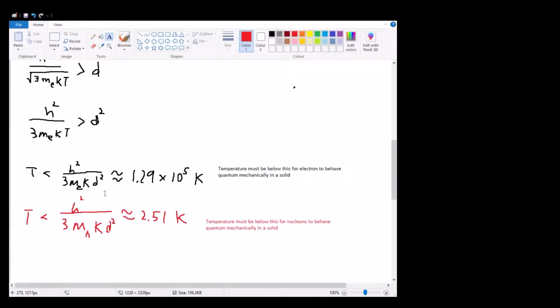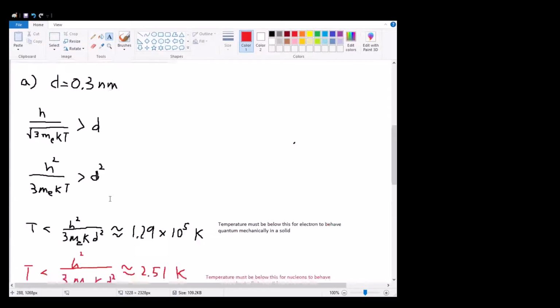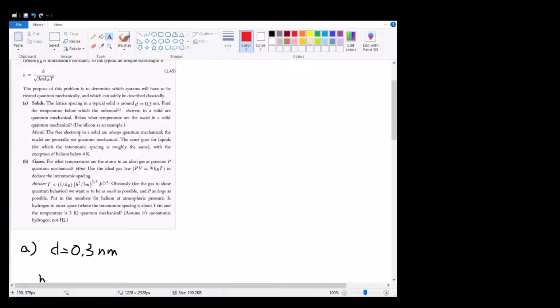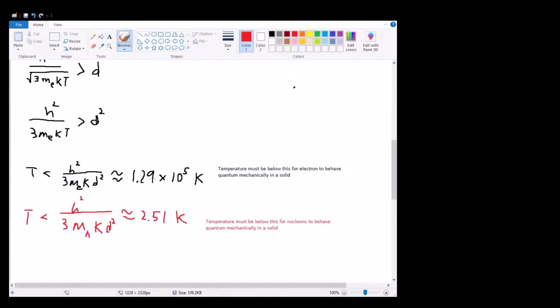And now let's try to understand what this actually implies for a solid. If we look down here, the free electrons in a solid are always quantum mechanical. This is not exactly true. I don't really like the wording here. They are generally quantum mechanical because the temperature cutoff is very high. If we wanted our electrons to behave classically, we would have to raise the temperature by an insane amount, because 1.29 times 10 to the 5th Kelvin is a very high temperature. If you want that in Celsius, you could just add 273, and evidently that's a very high temperature.